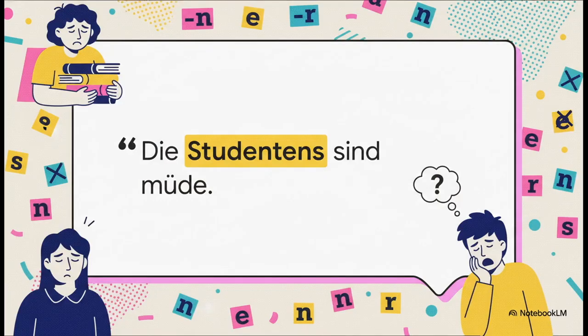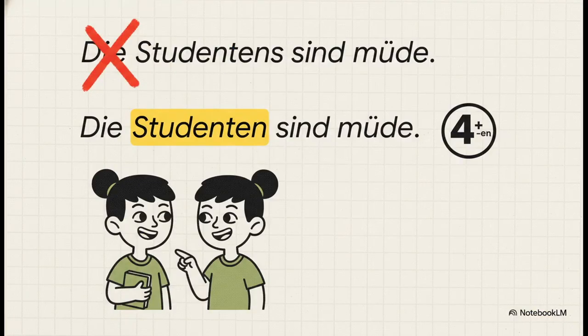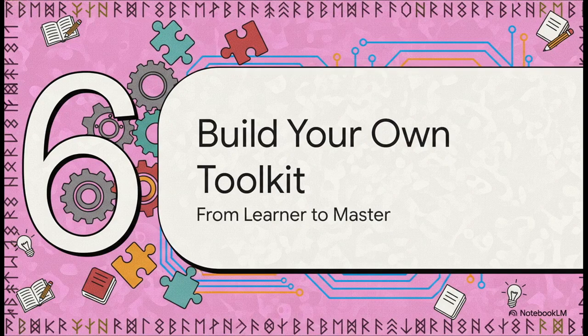All right, let's try one more. Die Studenten sind müde. Oh man, this is such a classic mistake for English speakers. What do you think? What should the plural of Student really be? You got it. Student is a group 4 noun, which means its plural is die Studenten. That S ending has no business being there. Great job.